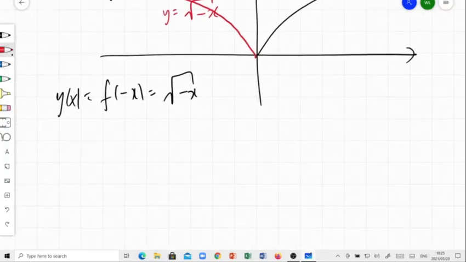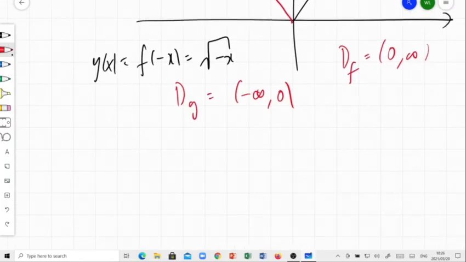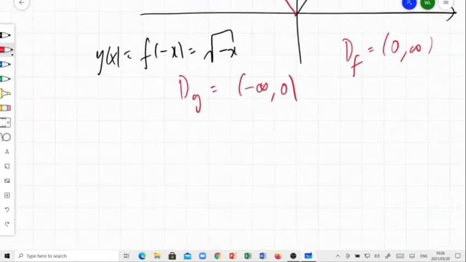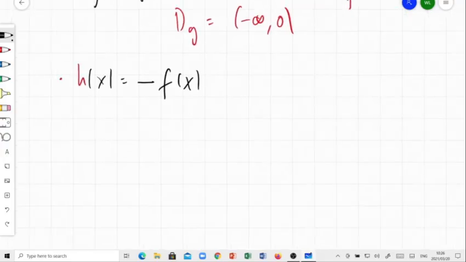So notice that the domain will then shift. The domain of g turns out to be all the negative numbers, and the domain of f turns out to be all the positive numbers. Right. Okay. Now, what about the other case, h? Let's look at the case where we have h of x, which is equal to negative f of x. Well, this one is very simple.